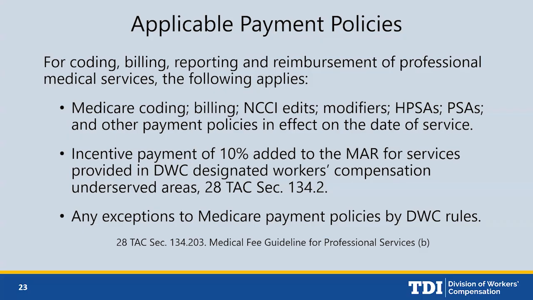We also have, where Medicare doesn't cover and pay a shortage area bonus, an incentive payment of 10% added to the MAR for services provided in our designated underserved areas. You can find those zip codes in 134.2. So if an HPSA is covering you and you're getting a bonus payment through Medicare, you're not going to get another 10%. But for those zip codes that are not covered by Medicare, you're going to get your 10% extra. We want to make sure that our injured employees are getting services in the rural areas also.